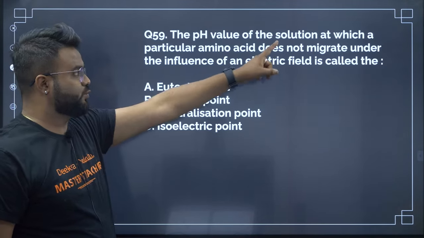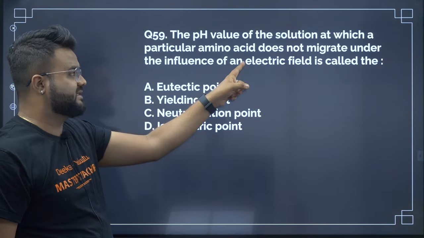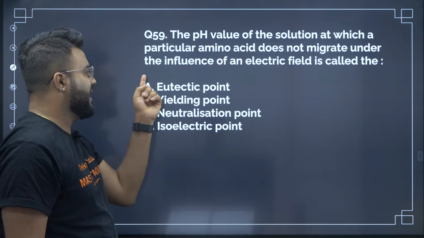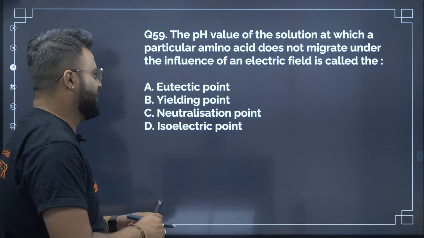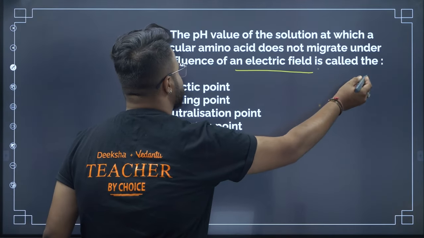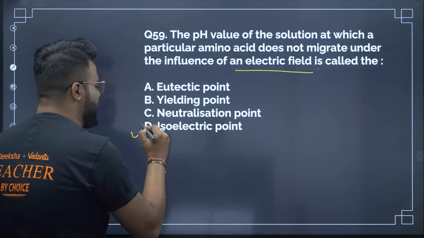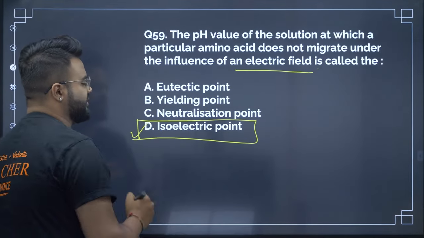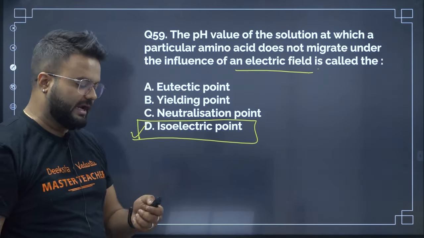Next, this is a direct definition again. The pH value of the solution at which a particular amino acid does not migrate under the influence of an electric field is called the isoelectric point. Very good. That is option D, which will be your correct answer.